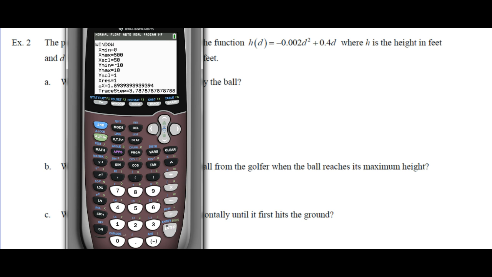Now the y min, 0, right? Y max. So how high do we think this thing might go? No idea, right? I'm going to say 100. Okay, 100.